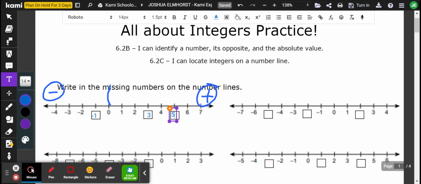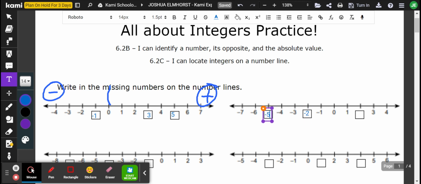And going to the next example, starting at 0, we're going to go left 2, -1, -2. And then we're going to continue to go to the next open space, -3, -4, -5, making sure that we are keeping them in order as we're moving down the number line.